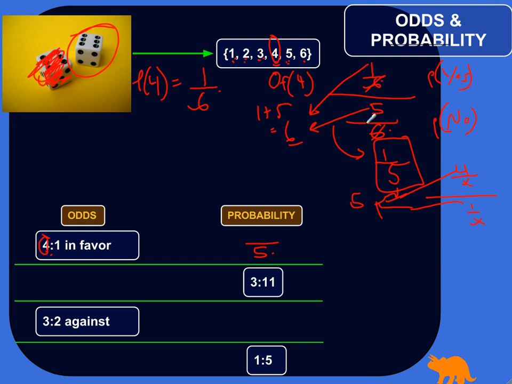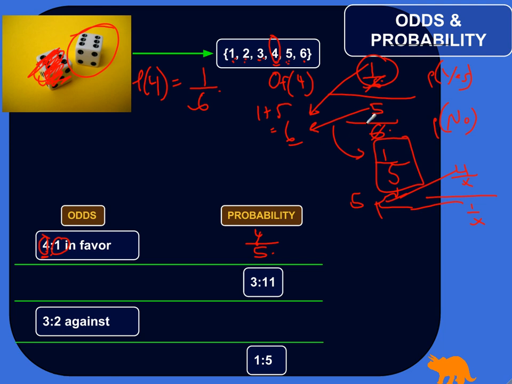So that means the top fraction over here would be the probability that it will happen. So 4 to 1 in favor, that means that the probability would be 4 over 5. If this were 4 to 1 against, I would pick the 1 and put a 1 over here.